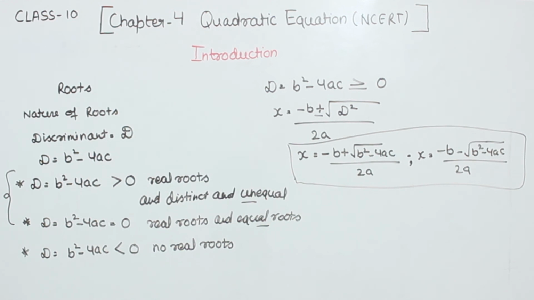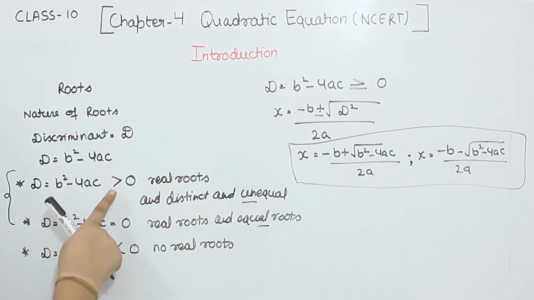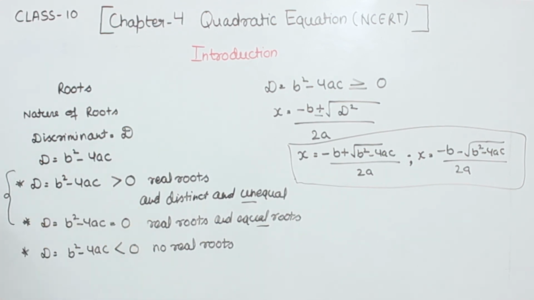And we can find the roots of the quadratic equation only in two cases, when D is greater than 0 or equal to 0. We cannot find the roots when D, that is b square minus 4ac, is smaller than 0, because then we have no real roots. So this is the introduction of chapter number 4. In the next video we are going to start with the examples and the exercise of chapter number 4, quadratic equation.